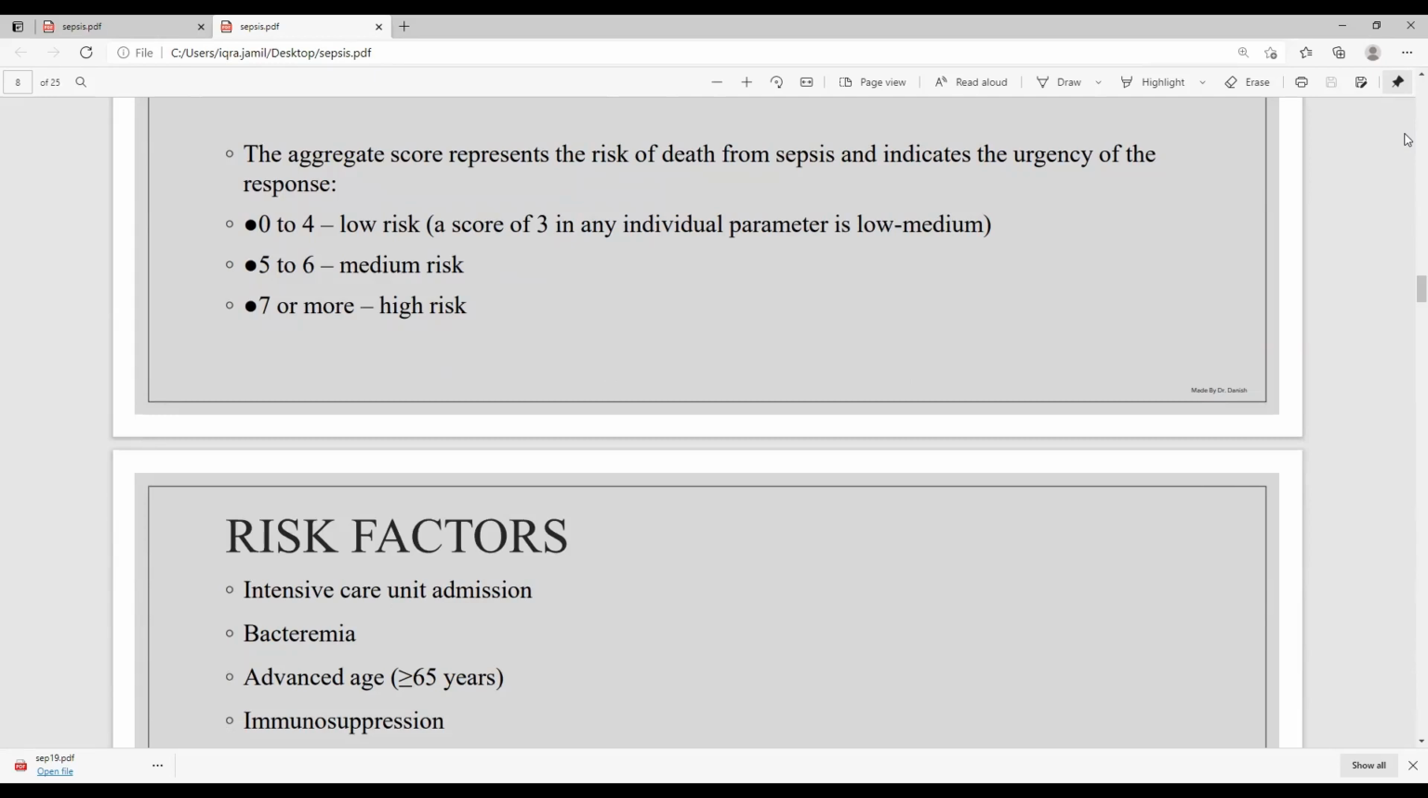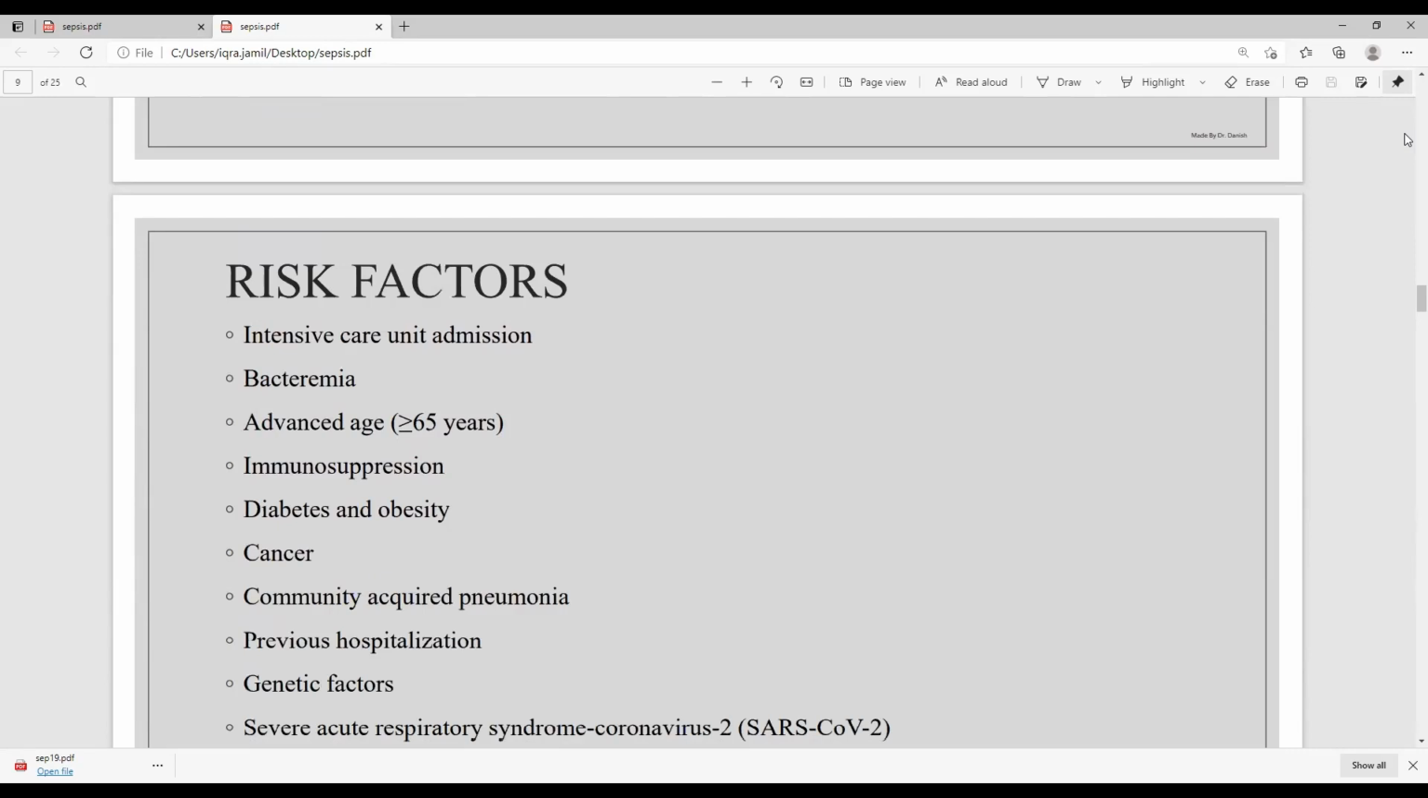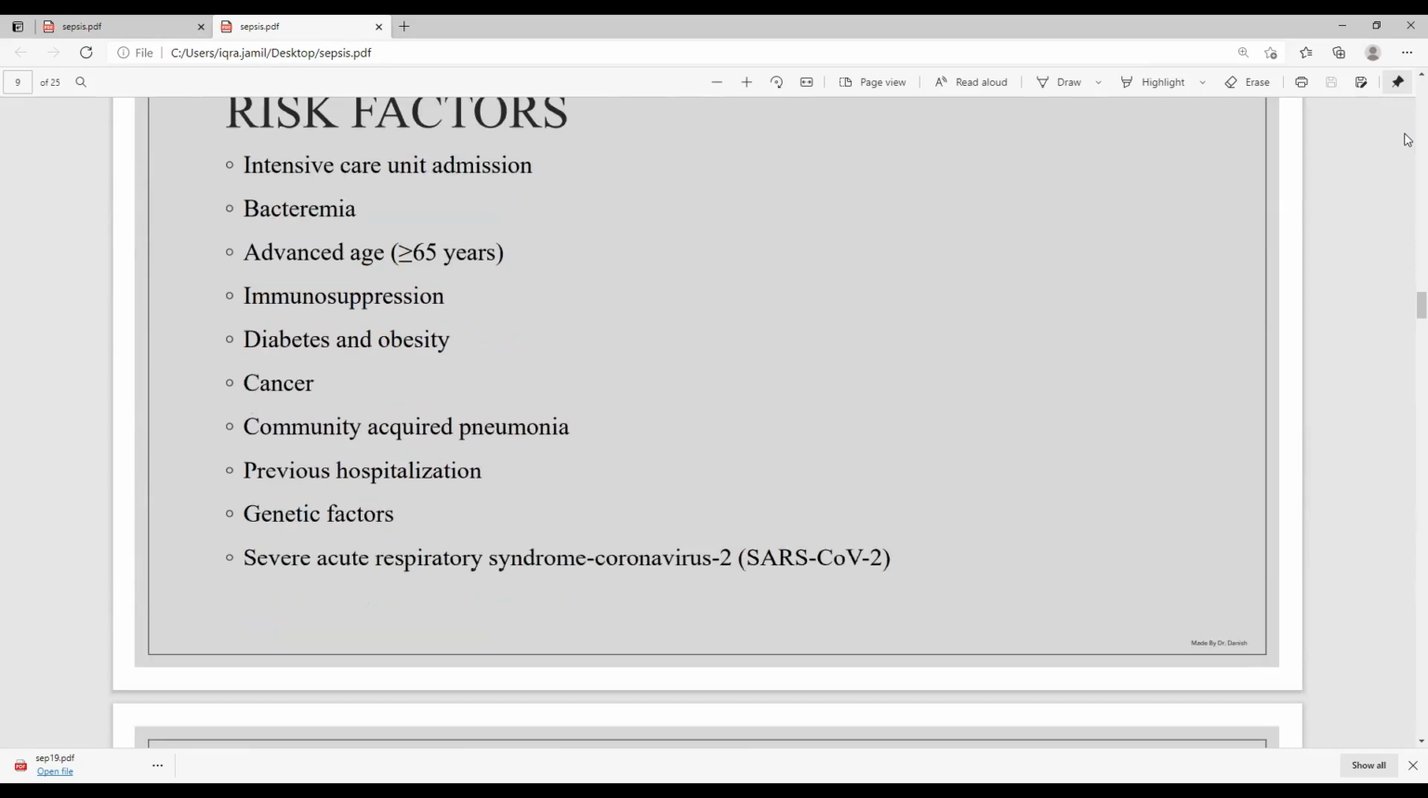will be presented later. Risk factors for sepsis: intensive care unit admission, bacteremia, advanced age, 65 or above, immunosuppression, diabetes and obesity, cancer, community acquired pneumonia, previous hospitalization, genetic factors, severe acute respiratory syndrome coronavirus 2.